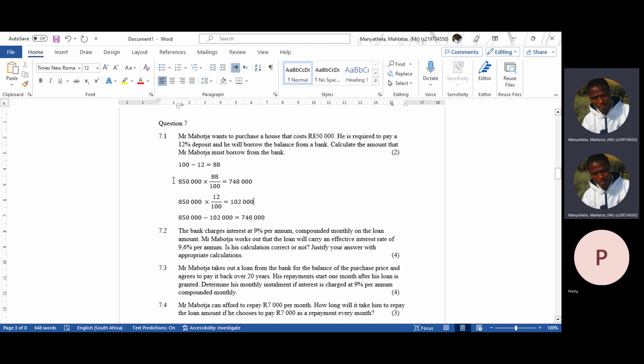If they said it was an increase, then you would add this 12% to 100%, and then it would be 112, and you'd say 850,000 times 112 over 100. But because it's a deposit, it's a decrease. Just like when they give you a discount, you subtract the discount percentage from 100%, because they always increase or decrease from 100%.